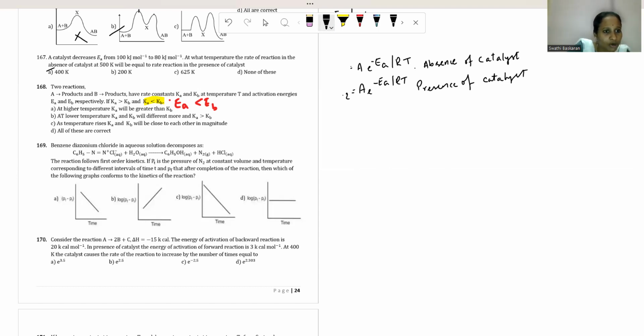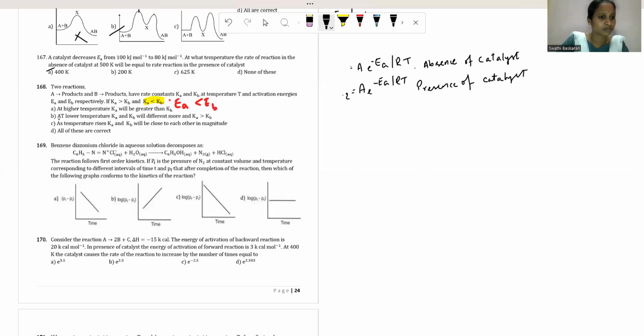Now what they are basically asking, four different options they have given. Let us go one by one. At higher temperatures, Ka will be greater than Kb. Already Ka has lesser activation energy. When you are increasing the temperature, there is a chance of increasing the rate more than Kb, and hence Ka, the rate of the first reaction, will be higher when compared to Kb. So option A will be correct.